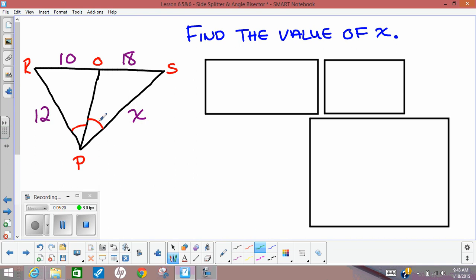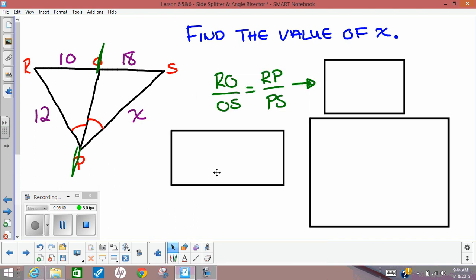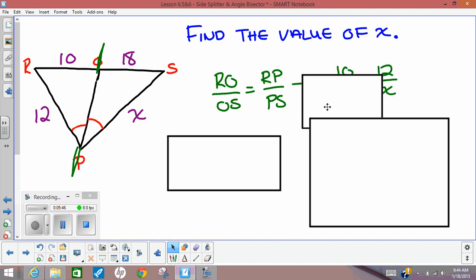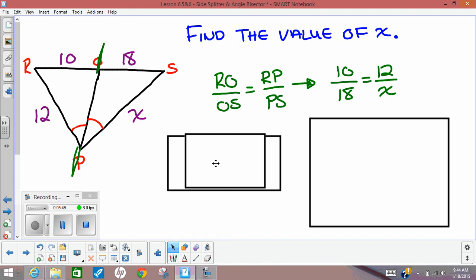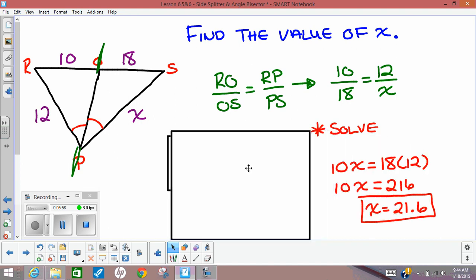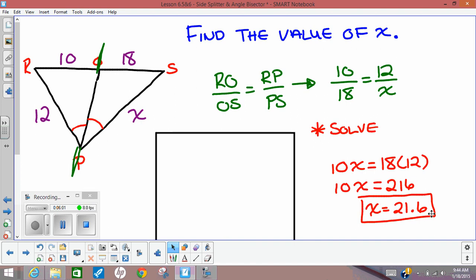I do have an angle bisector here. P is being bisected. I know that because of these two congruent smaller angles. I'm going to extend my angle bisector. And it looks like I have a fraction here of 10 over 18 and 12 over x. So that's RO over OS and RP over PS. And when we plug in the values, 10 over 18 equals 12 over x. And all we need to do is solve that. We end up with 21.6.